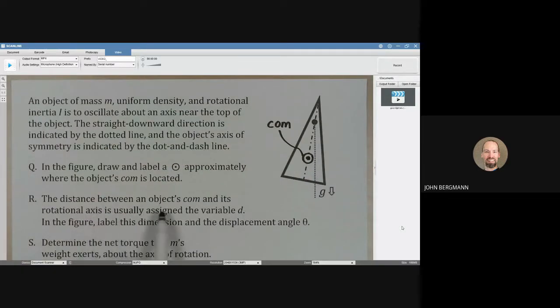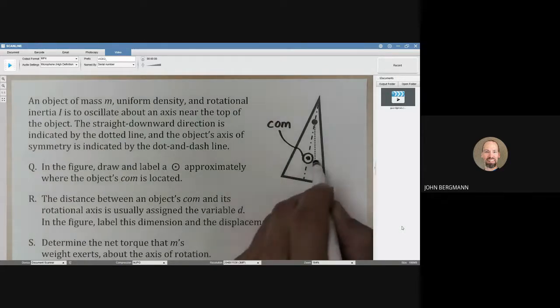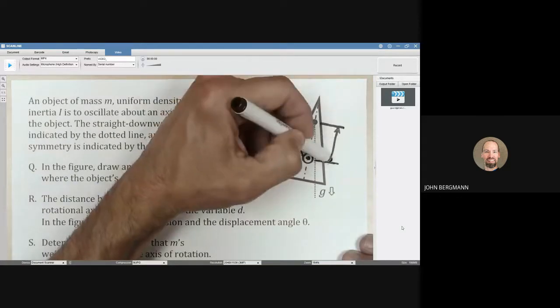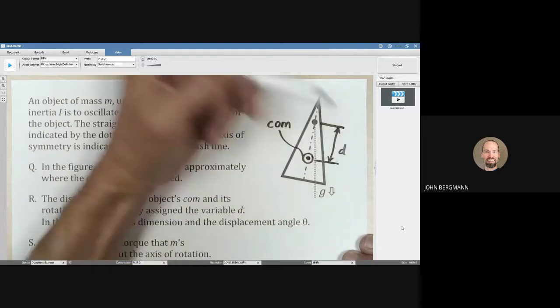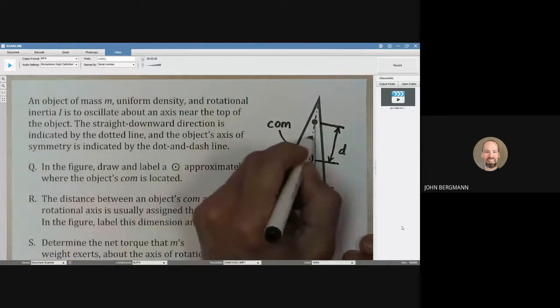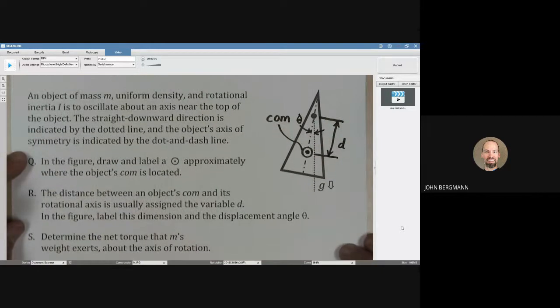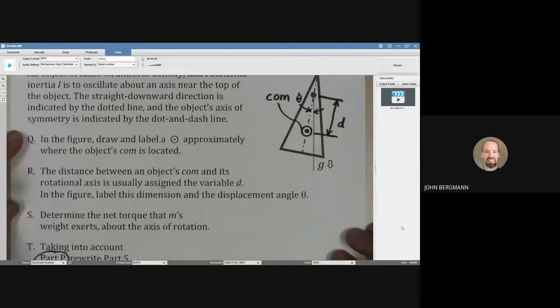The distance between the object's center of mass and its rotational axis is usually assigned the variable d. Label this dimension as well as the displacement angle theta. d is going to be that distance right there. That's d. And then theta is this little guy in here. There's theta.